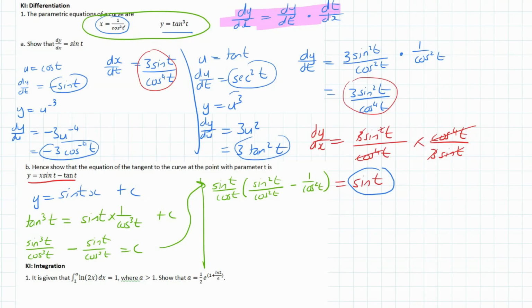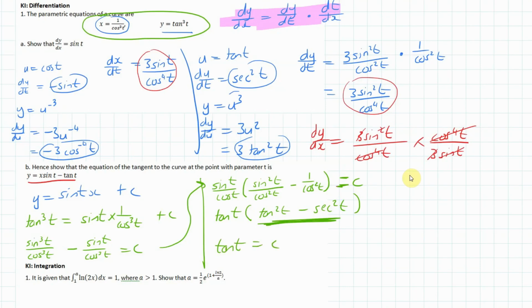And this gives us tan, now, I'm running out of room here, aren't I? And this is still equal to c. And we can say that's tan t into tan squared t minus sec squared t. Now if you look at your formula sheet, this bit here is equal to 1, so you get tan t equals c. Now we can write the equation: y is equal to sine t x plus tan t. And we're done.